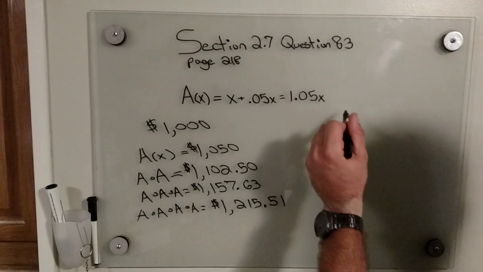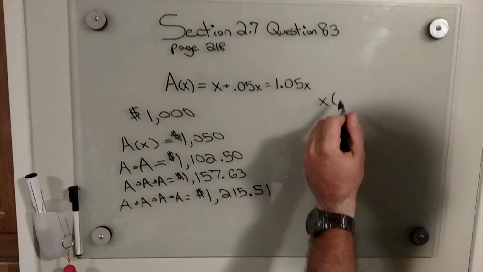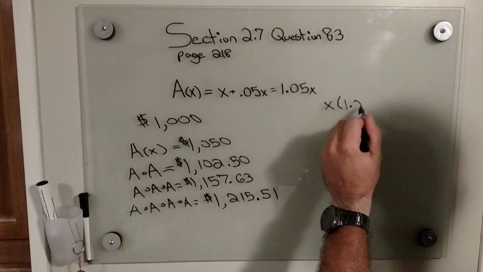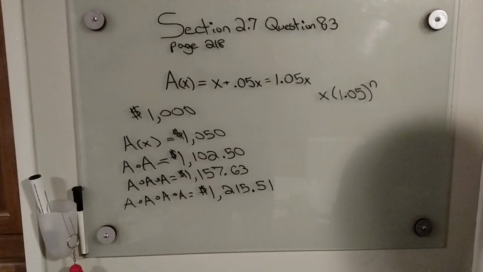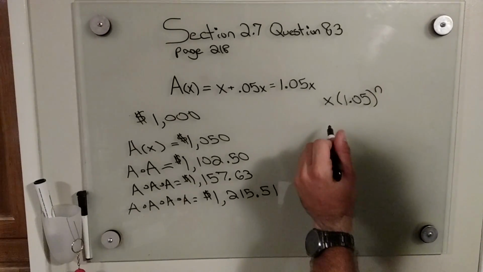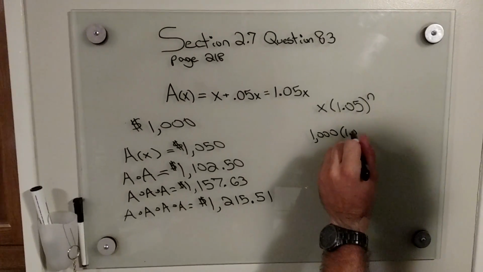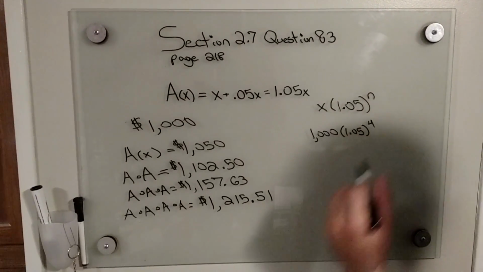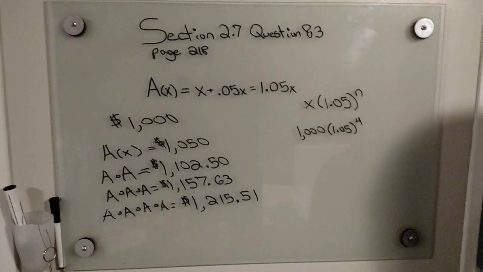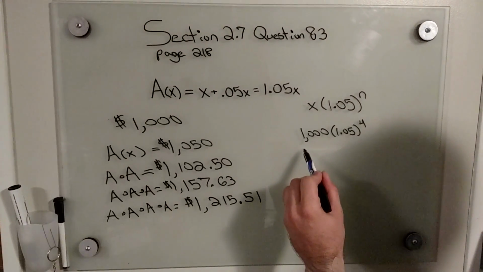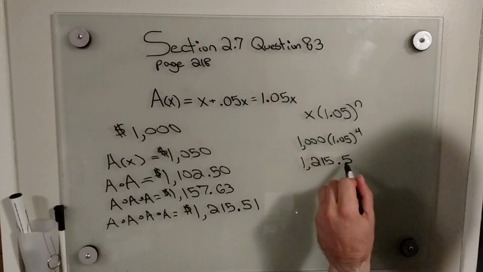Now, if we were going to test that versus our formula for the representation of all these multiple compositions of A, which is x, the principal, times the rate to the nth power, the number of years, what we would have is our principal, 1,000, times our rate to the fourth power, since it's compounded by 4 years. And what we find when we do the math is that you have $1,215.51.